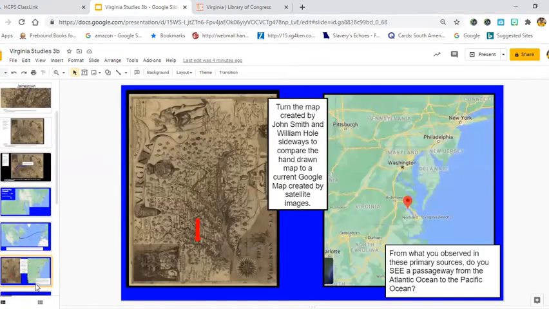And then on the next map, what I did was I turned John Smith and William Hull's map sideways, right? Because north would be up here. They drew it the opposite way. But now you see how that map is pretty close to our satellite image that I took off of Google. And you could see they drew all this. They didn't have that technology in 1607 when they settled at Jamestown. Of course, there's Jamestown right there, and there's Jamestown right there.